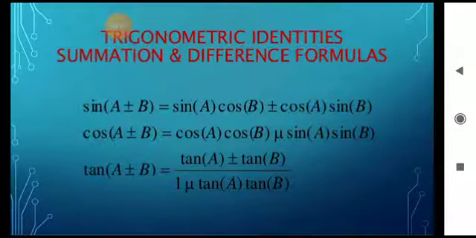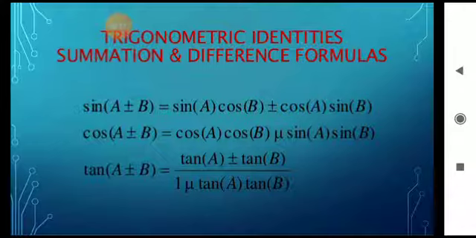Now the trigonometric identities, the summation and difference formula. This is the summation and difference formula. For the sum of two angles, here we have two angles A plus B. Then the sine ratio of A plus B is equal to sin A cos B plus cos A sin B. Similarly, sin A minus B is sin A cos B minus cos A sin B.